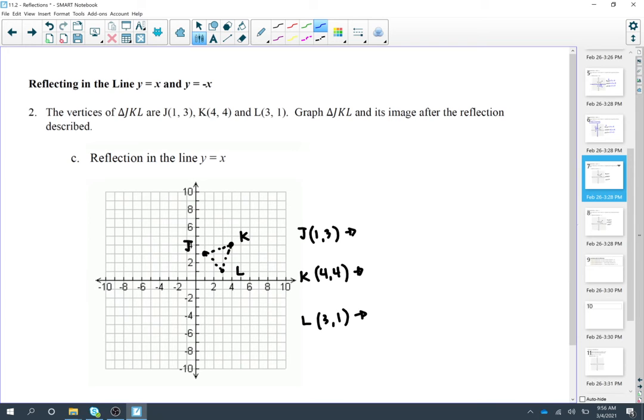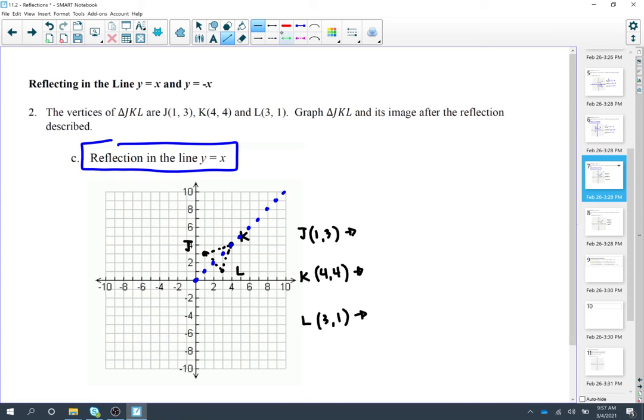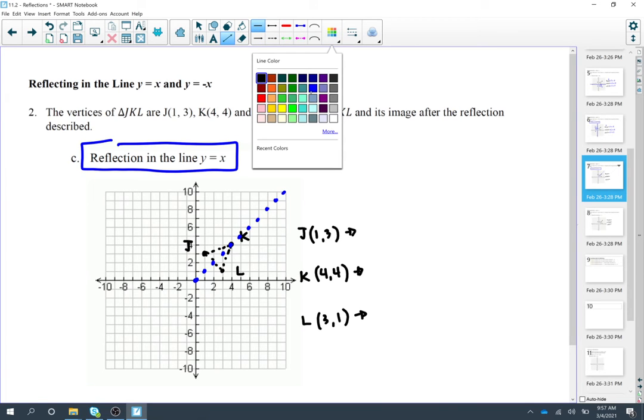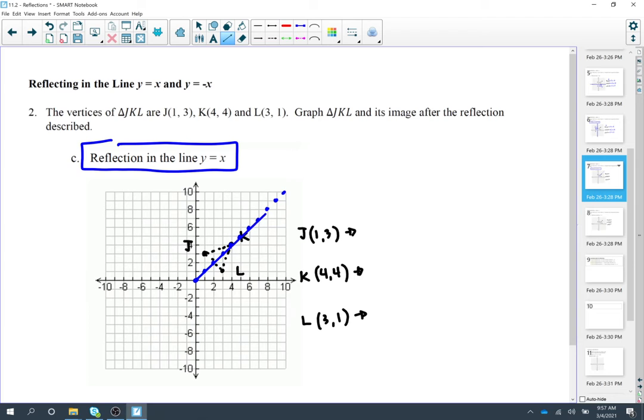Example C, still dealing with JKL, but this time we have to do a reflection over the line y equals x. So the line y equals x is the one that comes out of the origin and goes through all the 1, 1s. So that line would be right there, and then it actually does extend through here the whole way down to the bottom. So that is our line y equals x.